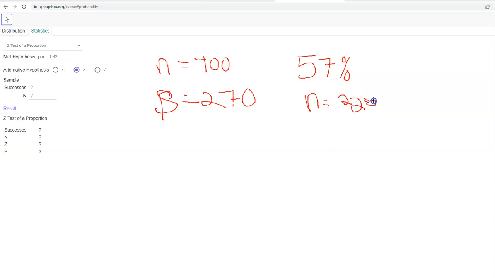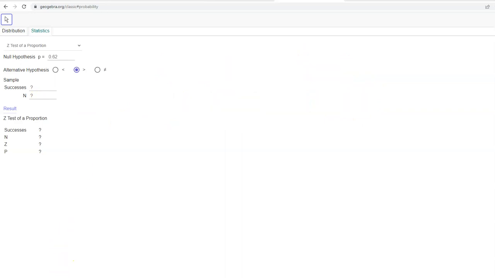All right, so 228 is going to go as our successes, and 400 is our N, unless they gave us that specifically, and we wouldn't have to do this little math bit. But I'm going to do it, so I'm going to say 228 and 400. So my successes were 228, out of 400 people. And now you can see down here that they give you the number of successes and the number of trials or people. Here's our z-score, that's our test statistic, and here's our p-value, 0.9803.